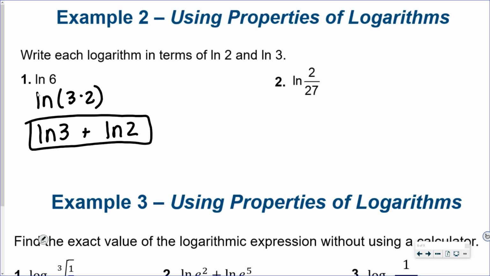Okay, a little step up here. I have 2/27, and I want to write that in terms of 2 and 3. Ideas? 2 divided by 3 to the third. I like it. Could you do 3 times 3 times 3? Yeah, you could. But now we'll get a little mix of both our power property and our quotient property.